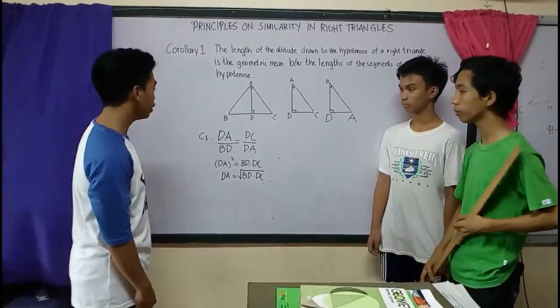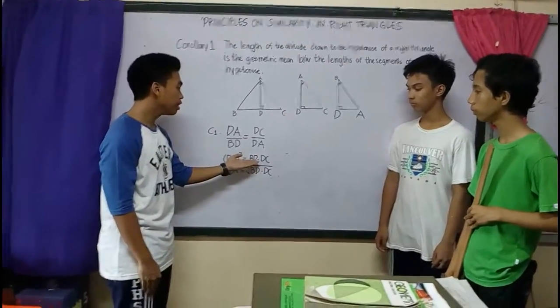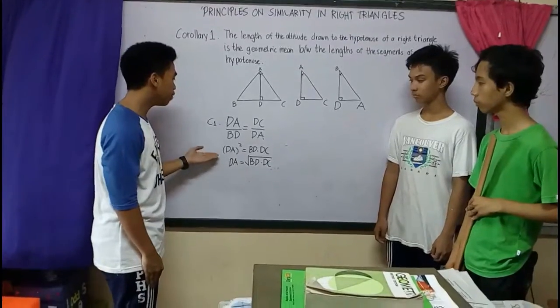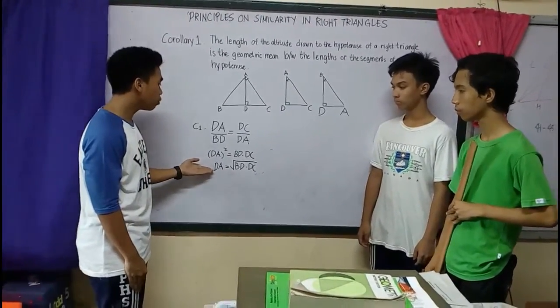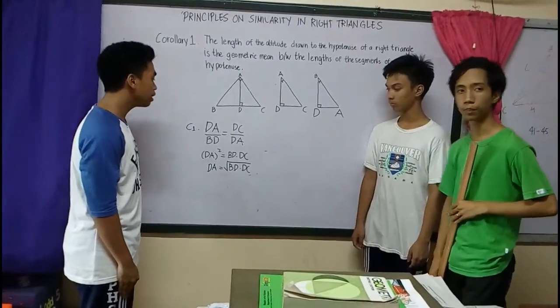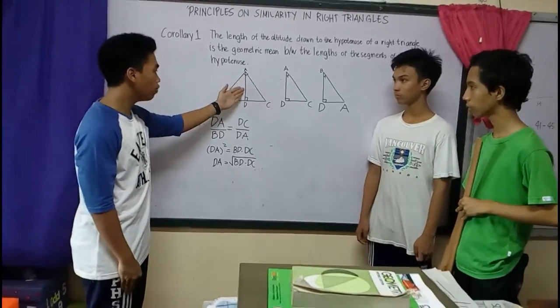By cross multiplication, we can get the equation dA squared equals BD times DC. By simplifying this equation, the resulting equation will be dA equals the square root of BD times DC, which is the formula for finding the length of the altitude.